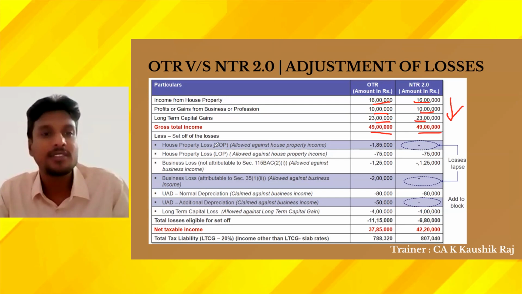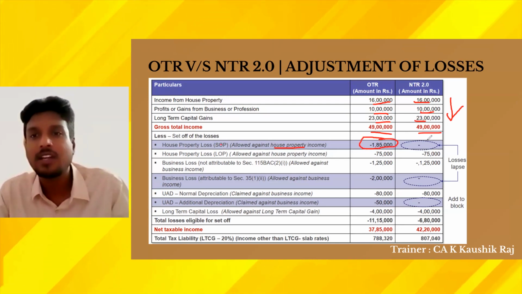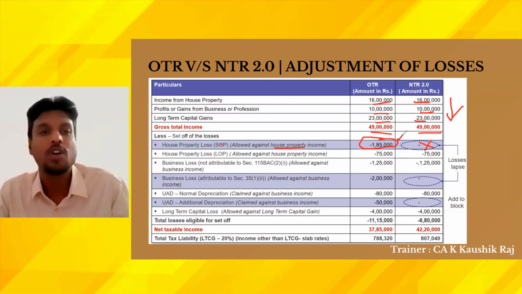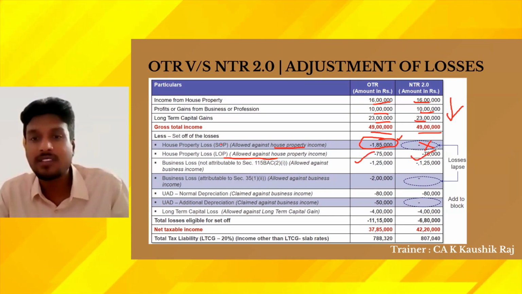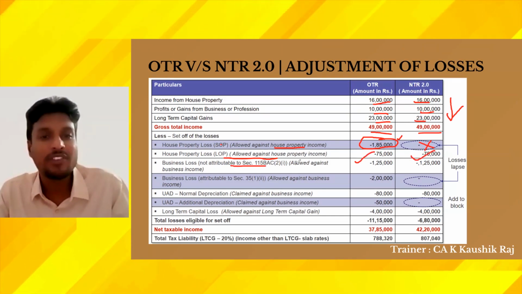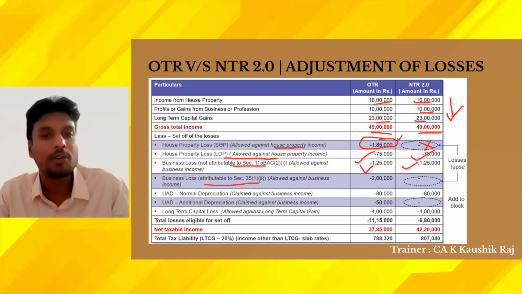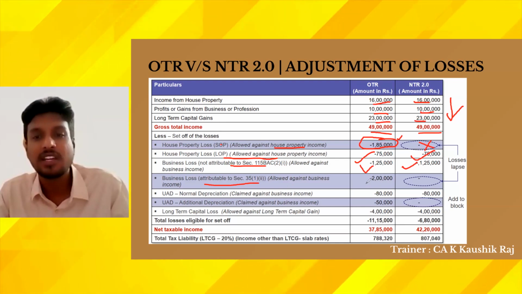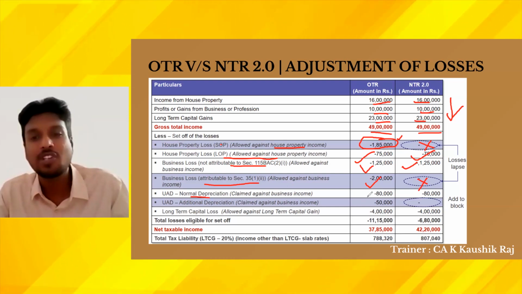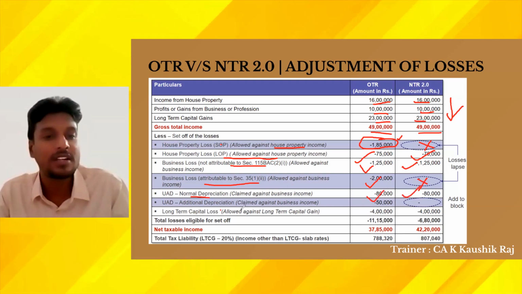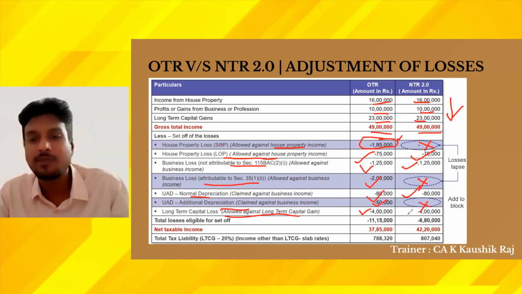Set off of losses allowed against house property. Self-occupied property is not allowed under new tax regime, only allowed under old tax regime. Loss from let out property is allowed. So both 75,000 is allowed. Business loss not attributable to 115BAC. That means both the places it is allowed. And in case of business loss attributable to section 35I2, that is research, that is allowed only under old tax regime, new tax regime not allowed. And unabsorbed normal depreciation allowed under both the regime. Only additional depreciation is not allowed under new regime. Long-term capital loss allowed under both regime, 4 lakh, 4 lakh.